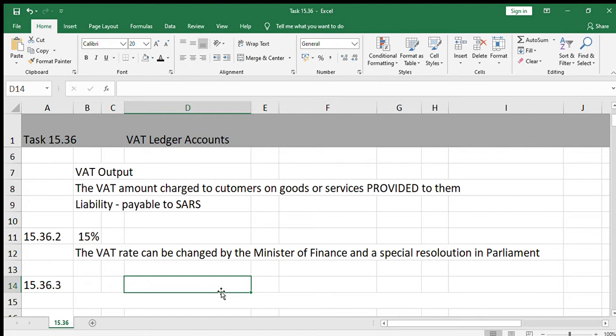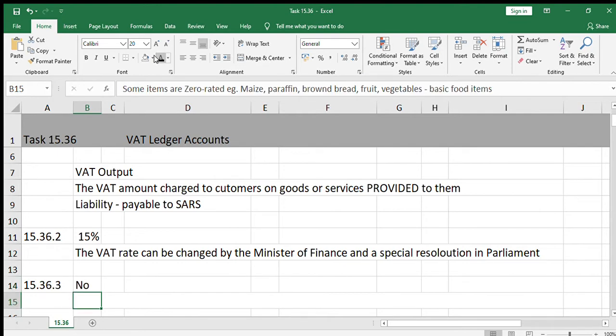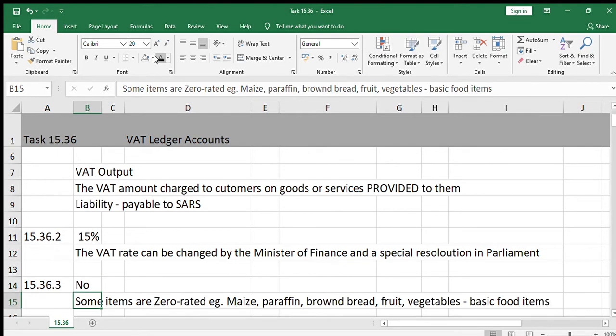Okay, then in 15.36.3, are all goods in South Africa charged at the same rate? Explain. Okay, so no, all goods are not charged at the same rate because some items are zero rated. Now, it's always important for you to know some examples of zero rated items, so please make sure that you learn a few of the items which are zero rated. There are more items listed in your textbook, and you can also Google some more if you prefer.